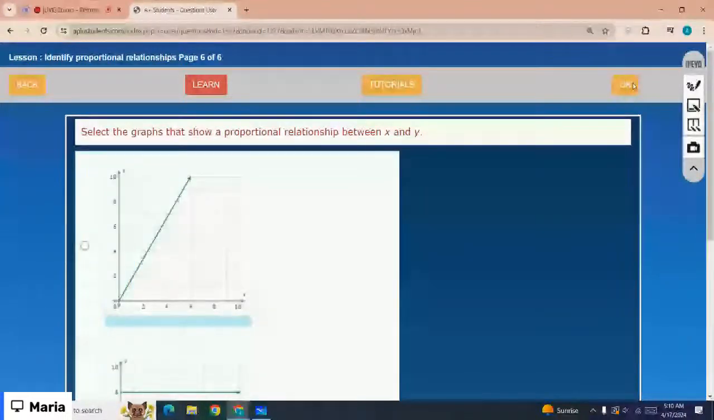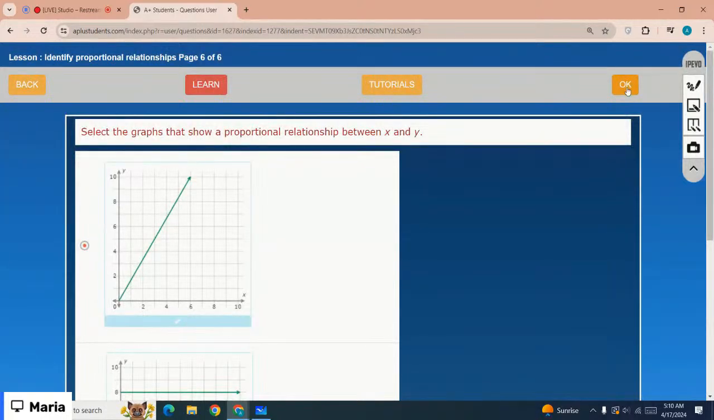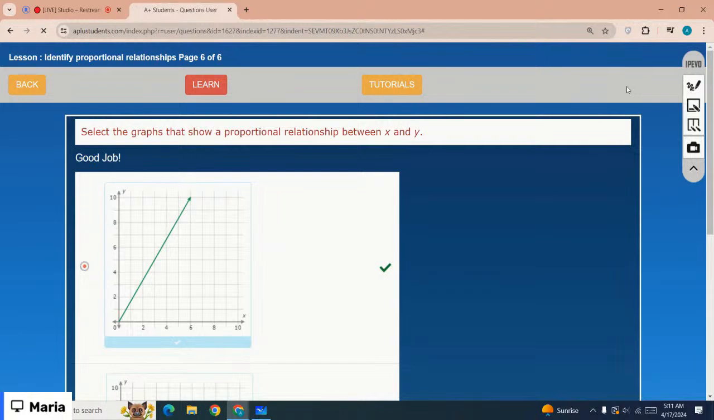Select the graph that shows a proportional relationship between x and y. The correct option is option number one. So, the graph of a proportional relationship must be a straight line and pass through the origin. We are done with the lesson. Let's move on to the next lesson.